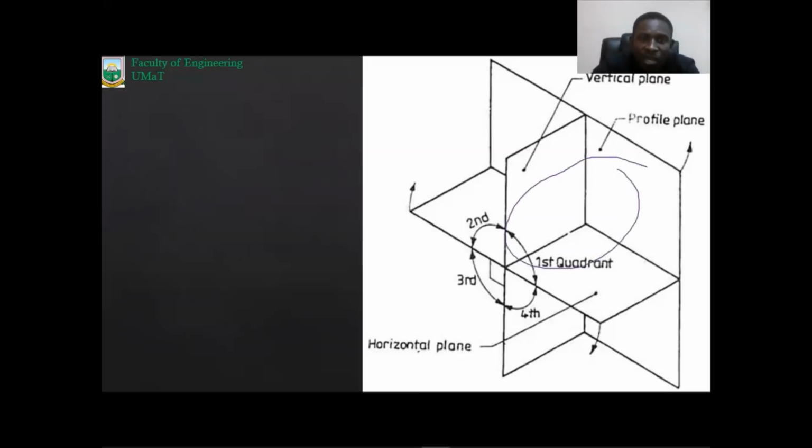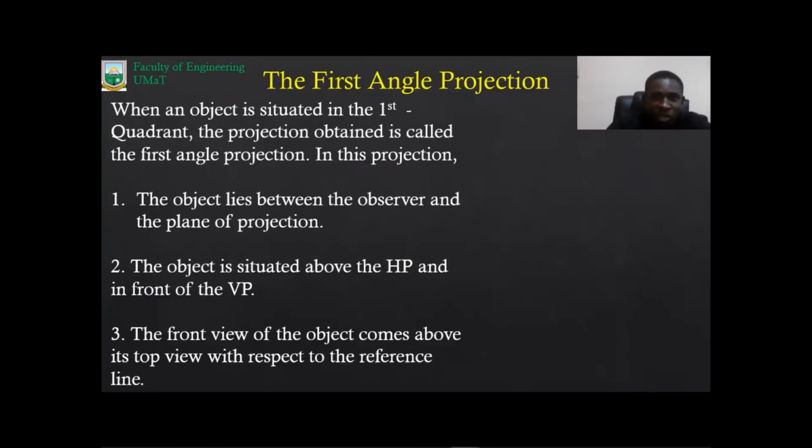First quadrant, which is over here. And the third quadrant, which is over here. When you place your object in the first quadrant and you make your orthographic projections, then you are going to have the orthographic projections in first angle projection. But when the object is placed here, you're going to have your orthographic projection in third angle. So I'm going to make my drawings in the first quadrant, then I apply these considerations.